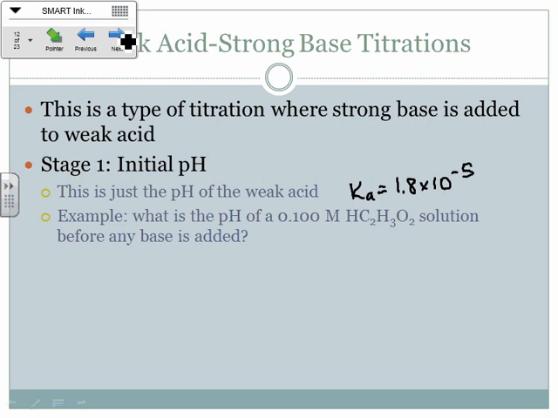Now, I'm not going to work this one out because, like I said, we've done problems just like this for the last 2 units. But basically you're setting up an ICE table, and then you end up with 1.8 times 10 to the negative fifth is equal to x squared over 0.100. That's the end result of one of those ICE tables. So then you solve for x. That will give you your H plus concentration, and then you take the negative log of that and find the pH. So that's what you do before you've added any base.